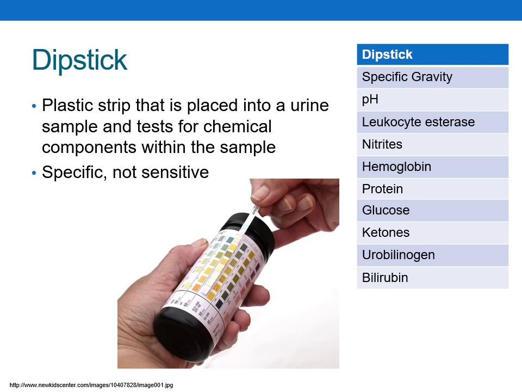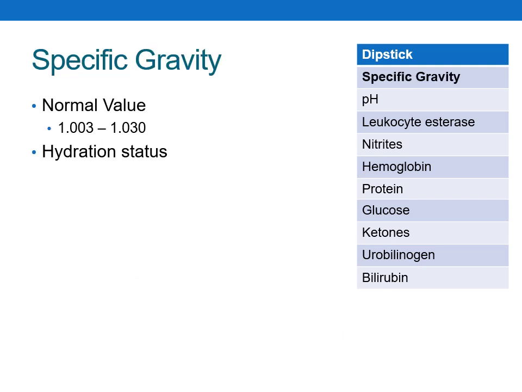The dipstick test can identify specific gravity, pH, leukocyte esterase, nitrites, hemoglobin, protein, glucose, ketones, urobilinogen, and bilirubin. The first test result of the dipstick is the specific gravity. The specific gravity evaluates the urine's osmolality as an insight to the patient's hydration status.